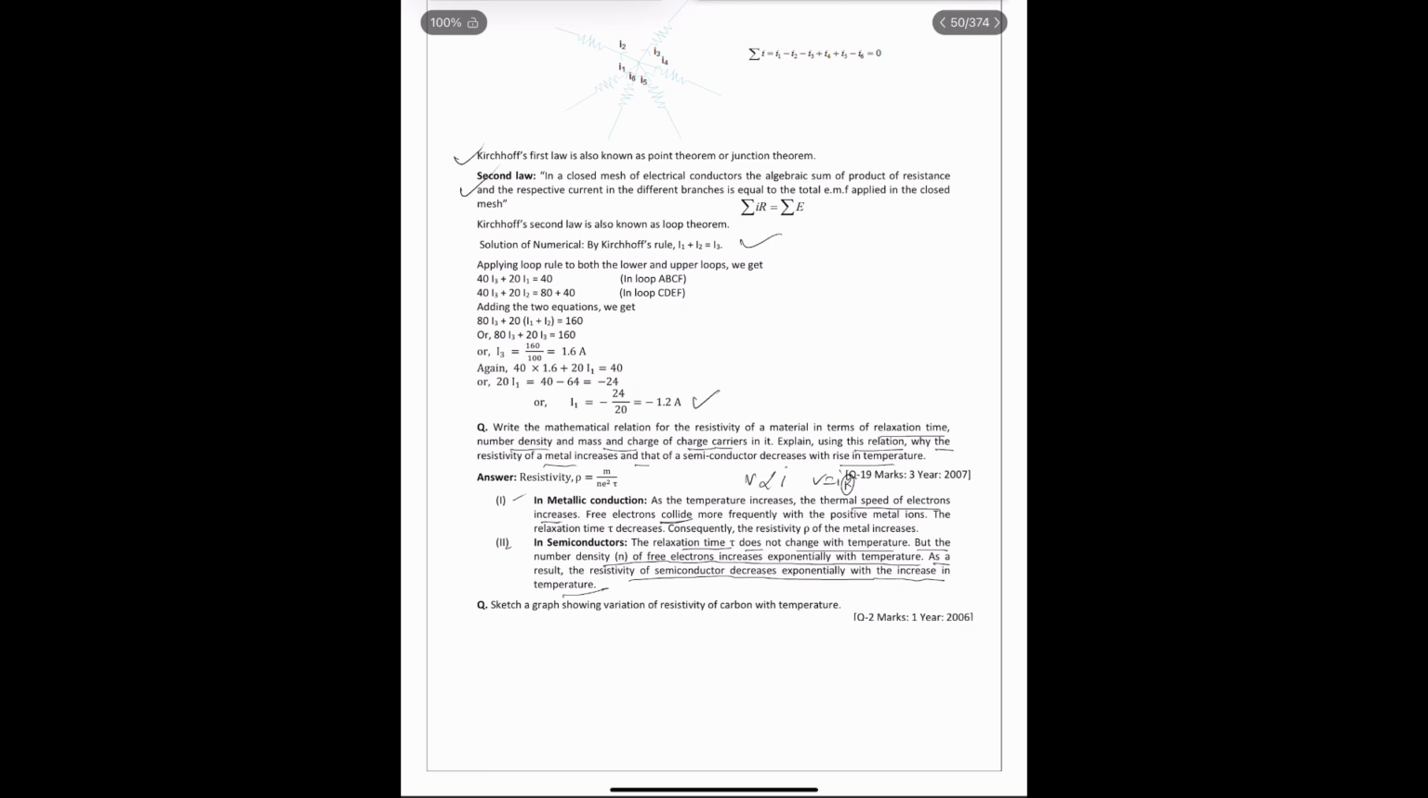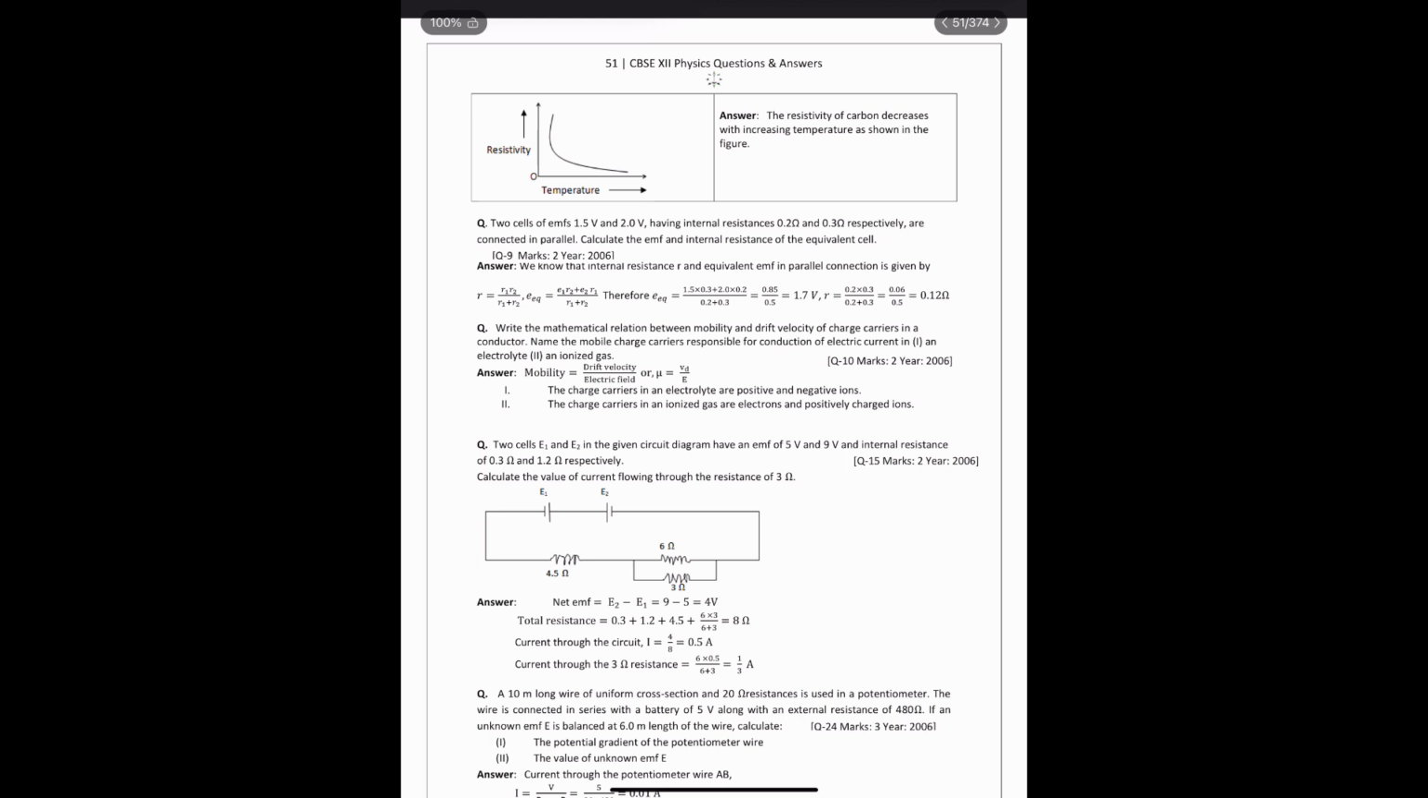Sketch a graph showing variation of resistivity of carbon with temperature. So if temperature increases, then resistivity decreases. Now two cells of 1.5 and 2.0 volts having internal resistances 0.2 and 0.3 respectively are connected in parallel. The equivalent EMF is equal to (E1 R2 plus E2 R1) by (R1 plus R2). This is a simple calculation. Write the mathematical relation between mobility and drift velocity of charge carriers in a conductor.